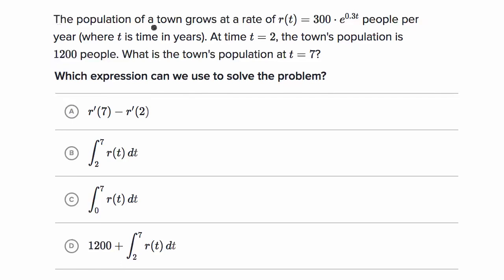The population of a town grows at a rate of R of t equals 300 times e to the 0.3t people per year, where t is time in years. At time t equals 2, the town's population is 1,200 people. What is the town's population at t equals 7? Which expression can we use to solve the problem?